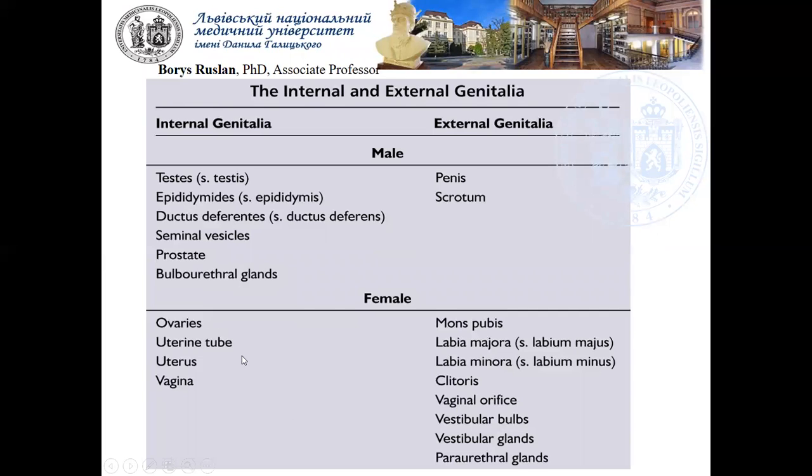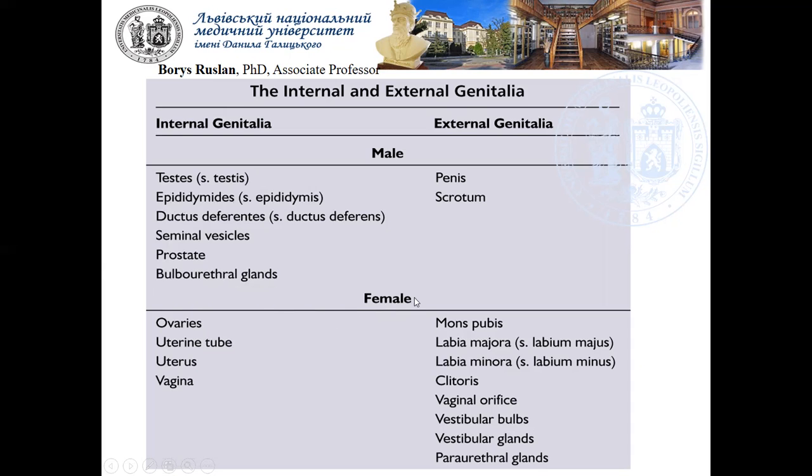And this, one more time, is the general table which includes all information about which internal and external genital organs the male and female body have. So one more time, for the male body, external will be the penis and scrotum, right? And internal will be the testes, which produce the spermatozoa and which hormone? Testosterone, epididymis, right? Ductus deferens, seminal vesicle, prostate, and bulbourethral glands.